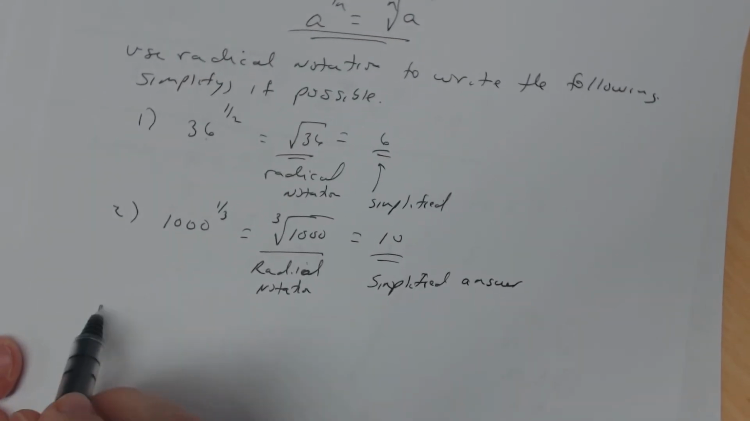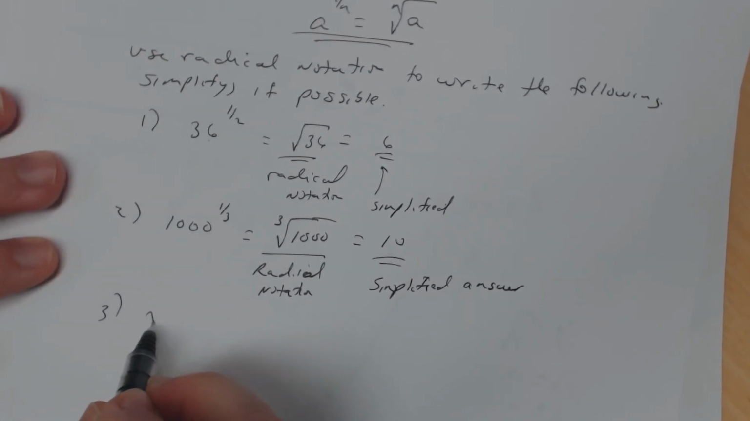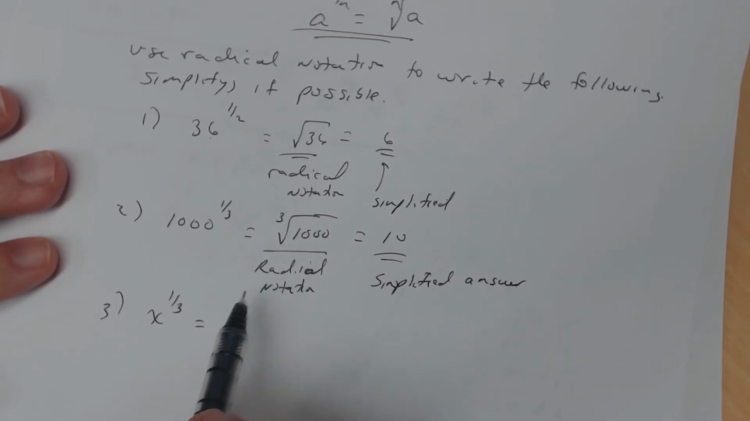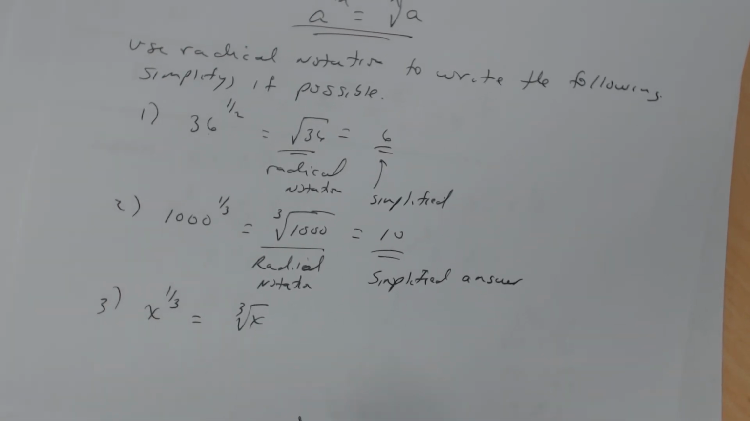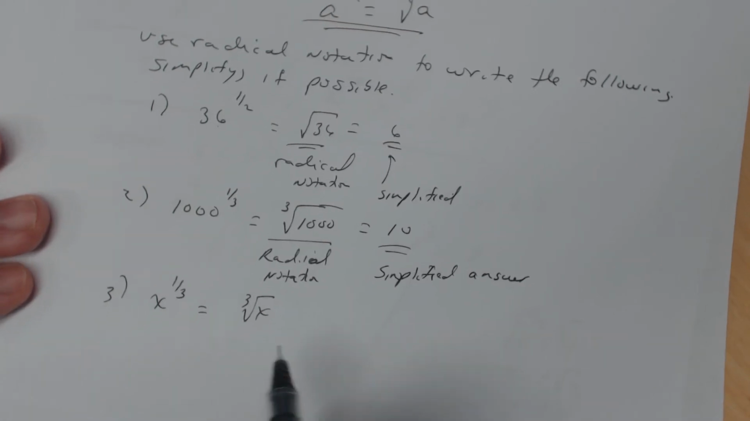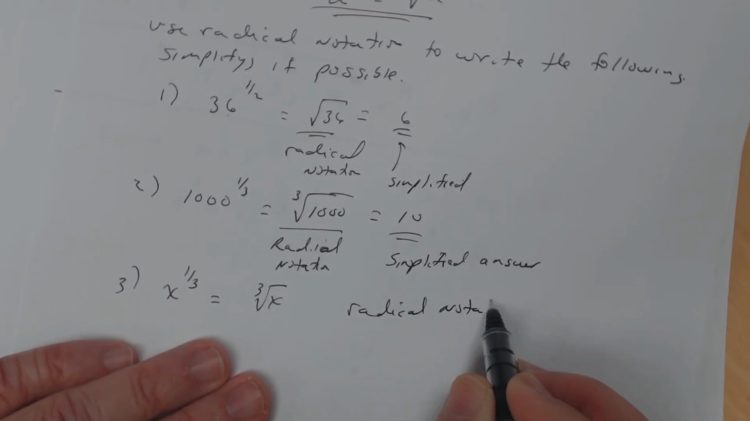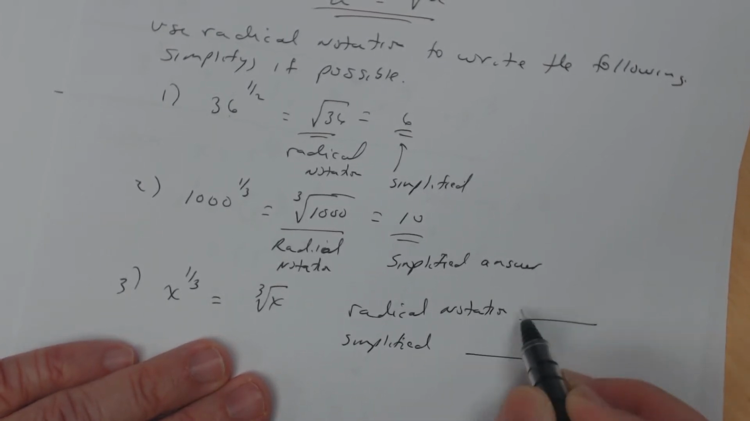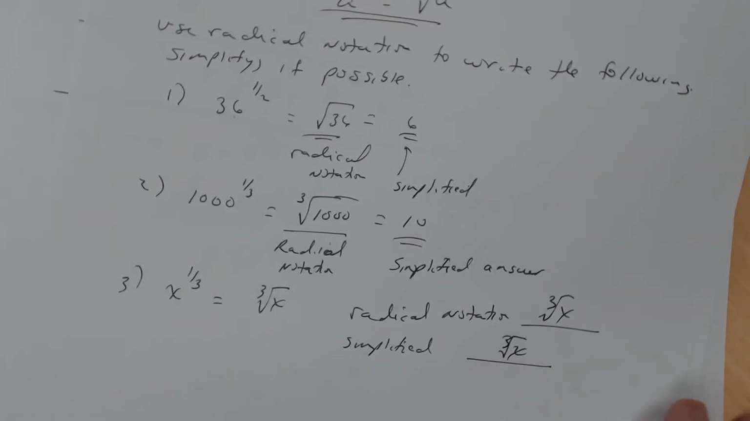Okay, number 3. We have x to the 1/3. Well, notice that if I write it in radical notation, that's going to be the cube root of x. And that's a variable, so I can't do anything with it, so I'm done. So that's your radical notation. It's also simplified. So they ask you, what is it in radical notation? Blank, and then simplified, blank. You would put cube root of x, cube root of x. You can't simplify it, so leave it as cube root of x.